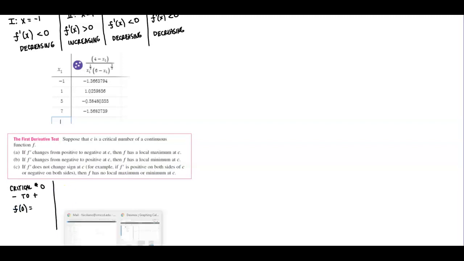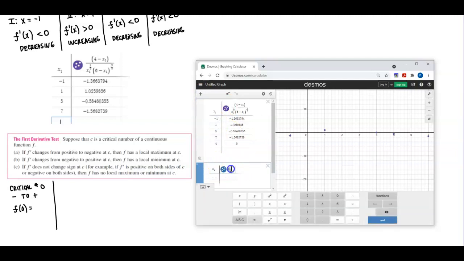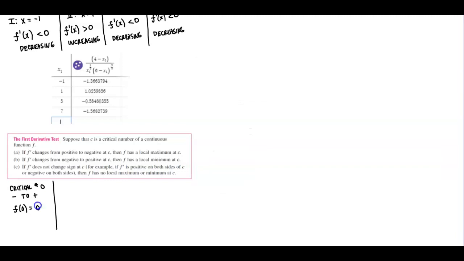Okay, so let's use Desmos again and create another table here. We have our function, which is x to the power of 2/3, times 6 minus x, to the power of 1/3. If we put in 0, oops, got to make sure we put that 2 there, then we get 0. So that means f of 0 is equal to 0. So that means we have a local minimum at (0, 0).